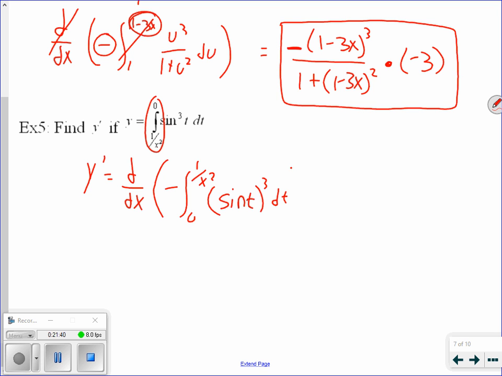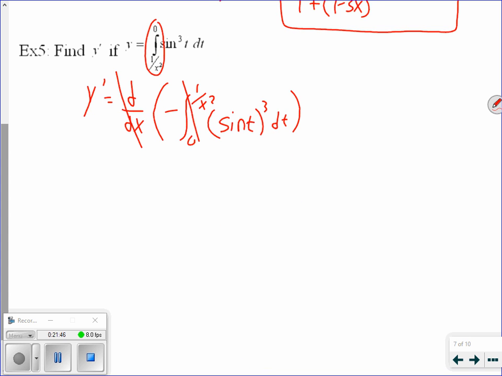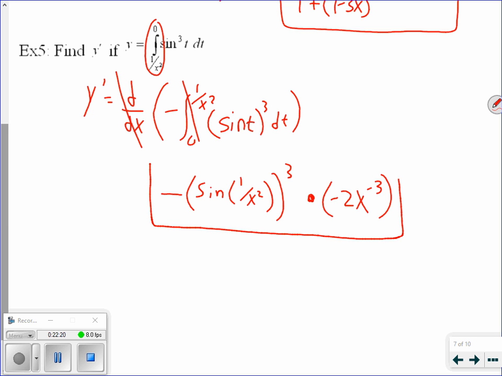Now again, taking the derivative of this, the derivative and the integral make each other go bye-bye. They undo each other. If I take the integral and I take the derivative, I'm back where I started. So what I'm left with is negative, and instead of a sine of t, it's going to be the sine of 1 over x squared, cubed. But because that's something other than x, I'm going to multiply by the derivative of the inside. And the derivative of 1 over x squared is negative 2x to the negative third. And that is by FTC part 1.